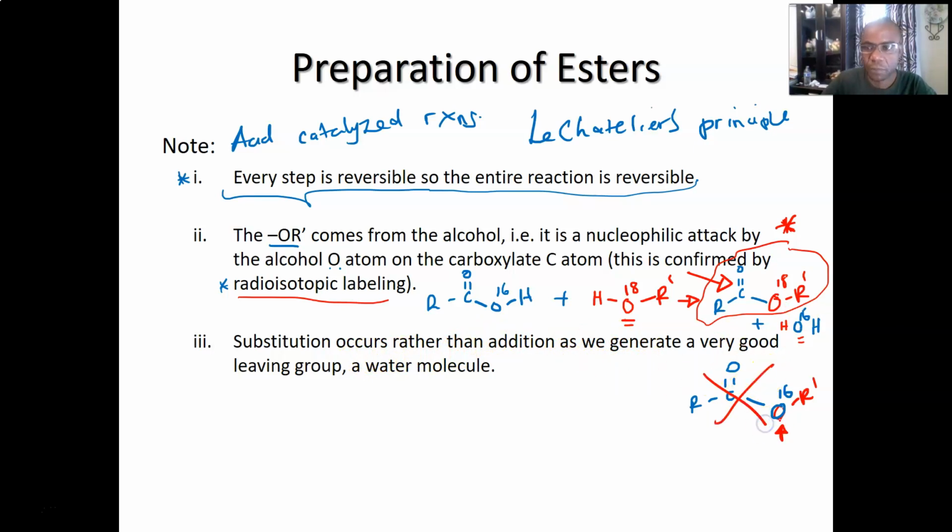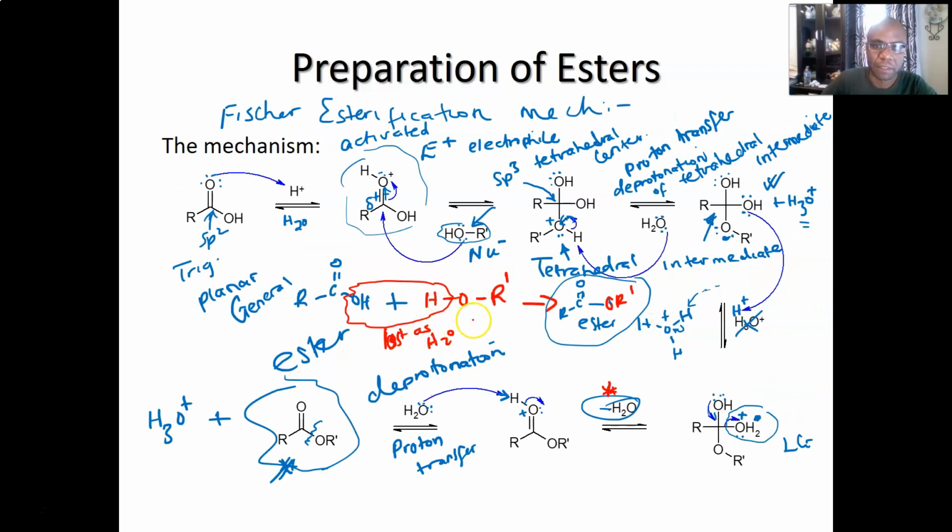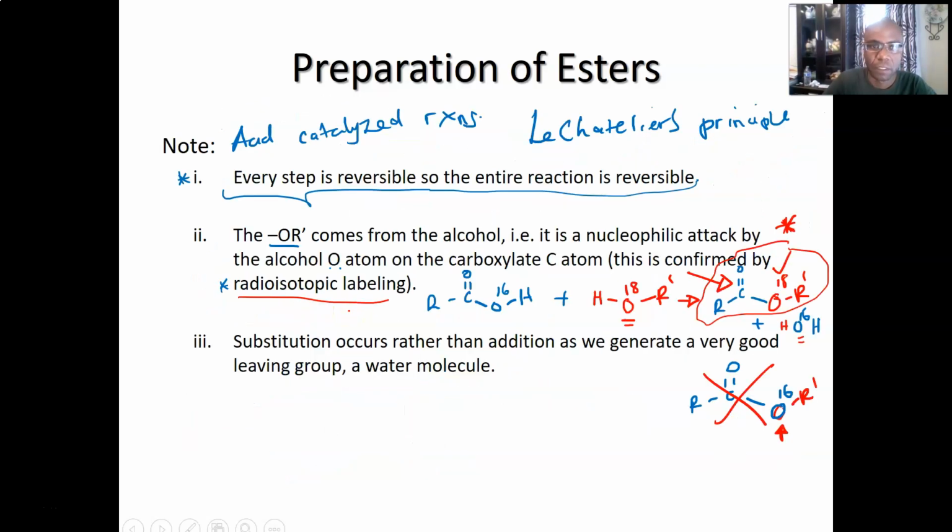So this was not observed. Instead, this was observed. That proved the mechanism. That proved that this mechanism is right, that the oxygen of the alcohol is added, the oxygen of the carboxylic acid falls off. Alright. Again, note that we are doing substitution because you started with OH and you're going to substitute it with OR of the alcohol.